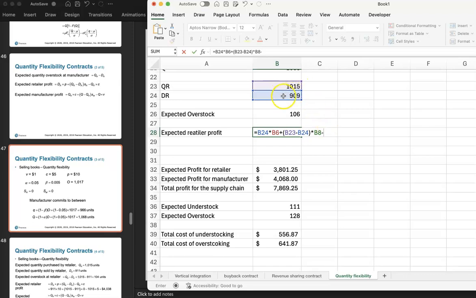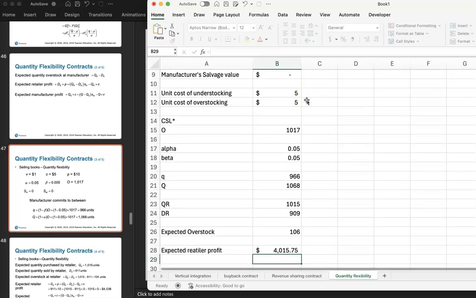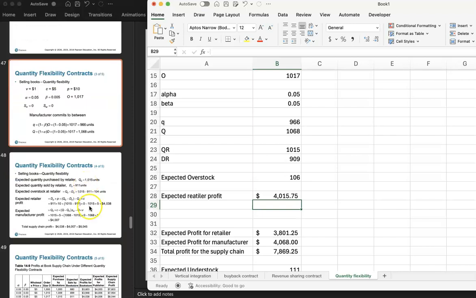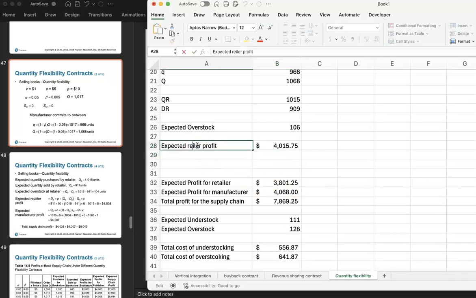Now they are only selling 909 units, but they are buying 1015 units, right? So they have to pay for the 1015 units. So there'll be 1015 units times the cost. That's the wholesale cost that they incur, right? There you go. 4015, like I said, will be slightly different from what they got. So they got 4038. We got 4015, but still more than what the retailer was making before, right?